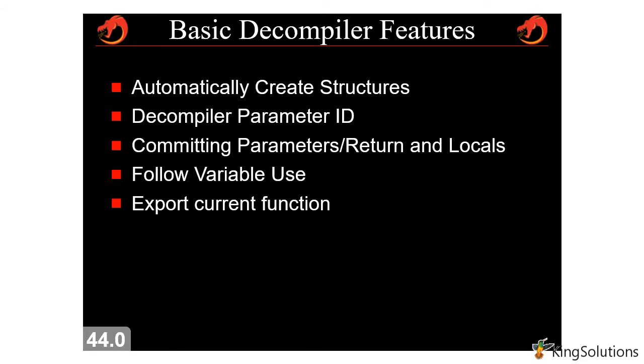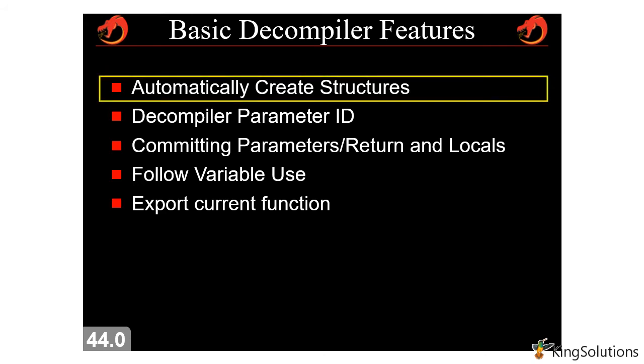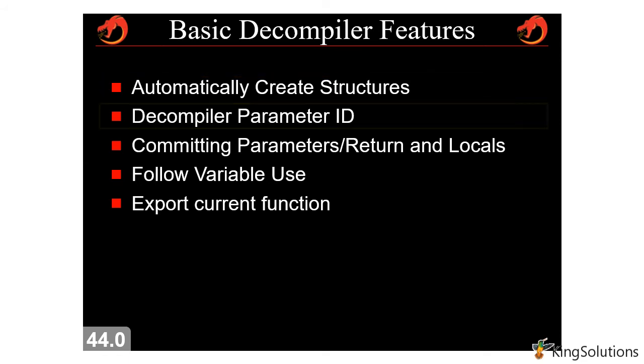Basic decompiler features. Automatically create structures. If you suspect a variable is an undefined structure, you can have the decompiler try to figure out the structure definition for you. Do this by right-clicking on the variable and choosing Auto Create Structure.